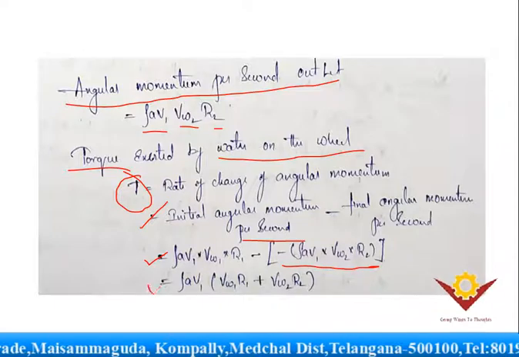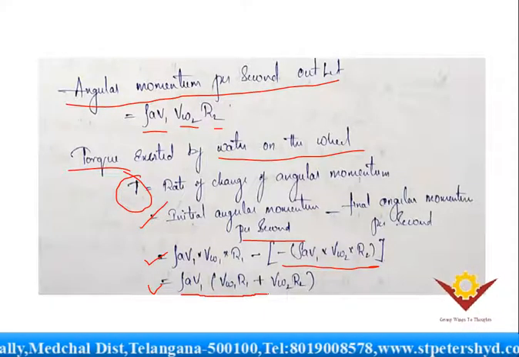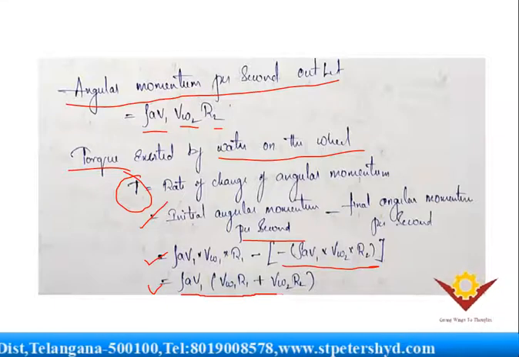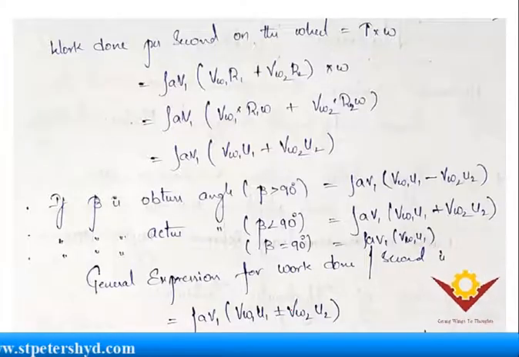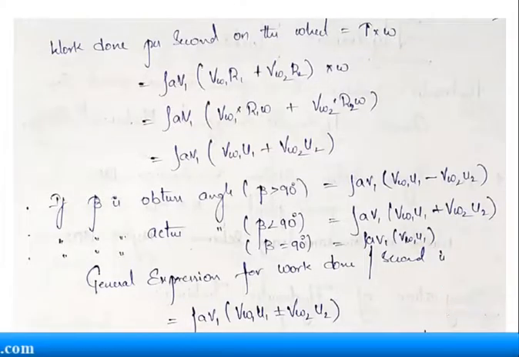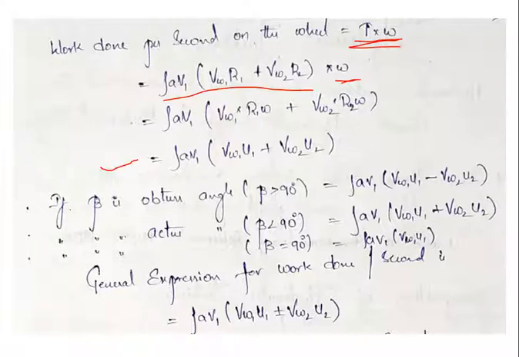After simplifying this, what you're going to get is torque equals rho a v1 into vw1, which is wheel velocity, into radius of inlet plus wheel velocity at outlet into radius of outlet. And what is the work done? Work done per second on a wheel is equal to torque into angular velocity. We know the torque from the previous case, and this is your angular velocity. If you substitute this, you're going to get the work done per second on the wheel.